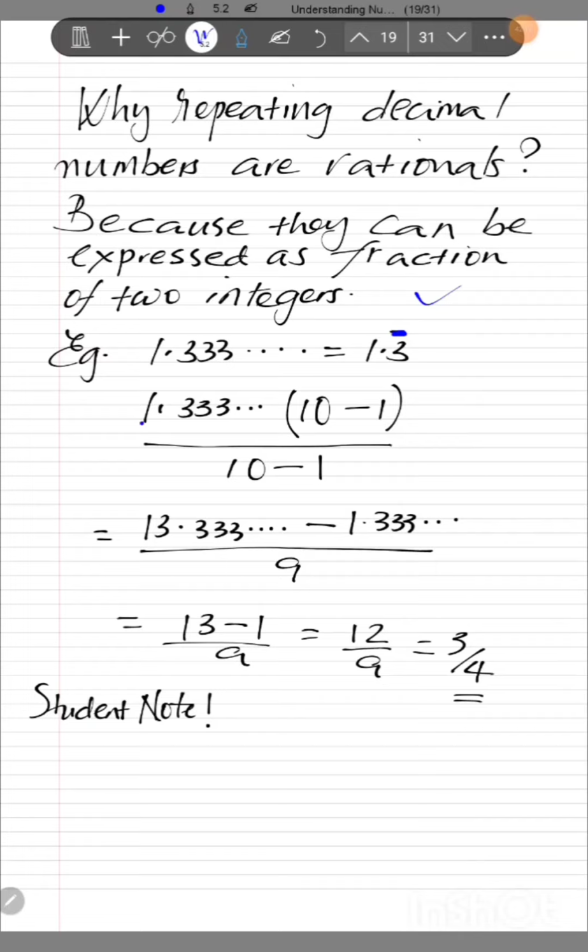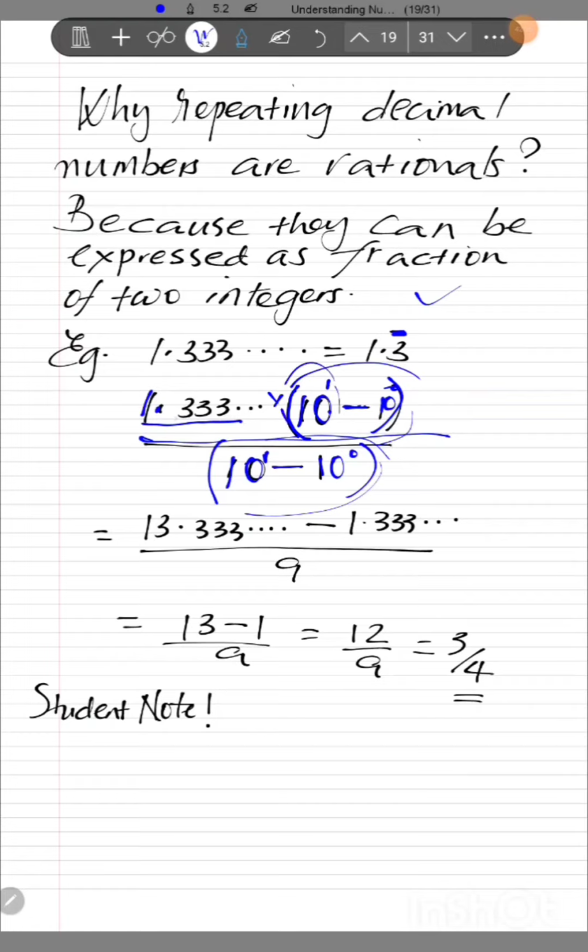Let's put 1.333 here, and we multiply that by 10 to the power of 1 minus 10 to the power of 0. Remember, 10 to the power of 0 is 1. If we multiply the numerator by that number, we have to do the same for the denominator: 10 to the power of 1 minus 10 to the power of 0. We have a reason why we choose this number, which will be explained further. Now 10 to the power of 1 multiplied by 1.333, this is a distribution of multiplication over the subtraction. We are distributing. We multiply 1.333 one time with the first number and the other time with the second number.